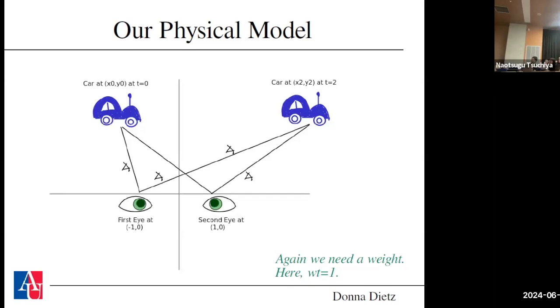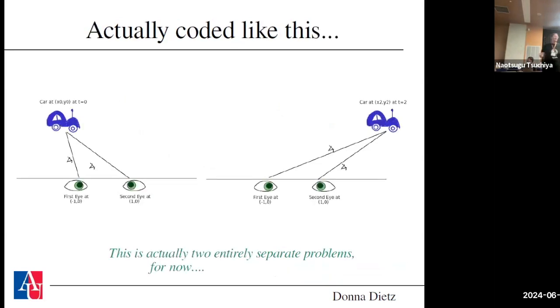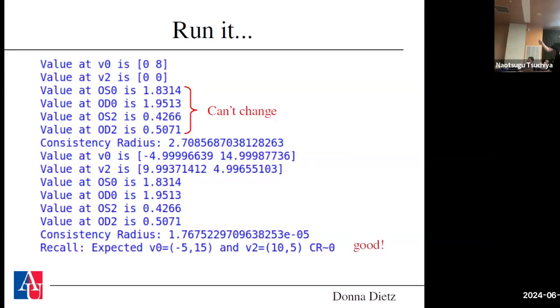Here again, we need weight because we have angles and distances in the same problem. Really, it's two completely separate problems, but leave that in the back of your mind. We run this problem, and what do we get? First of all, I'm putting the cars in random places, or quasi-random places, but they really belong at these two locations. And so I run the code, and the angles can't change, meaning these are the angles observed by your two eyeballs.